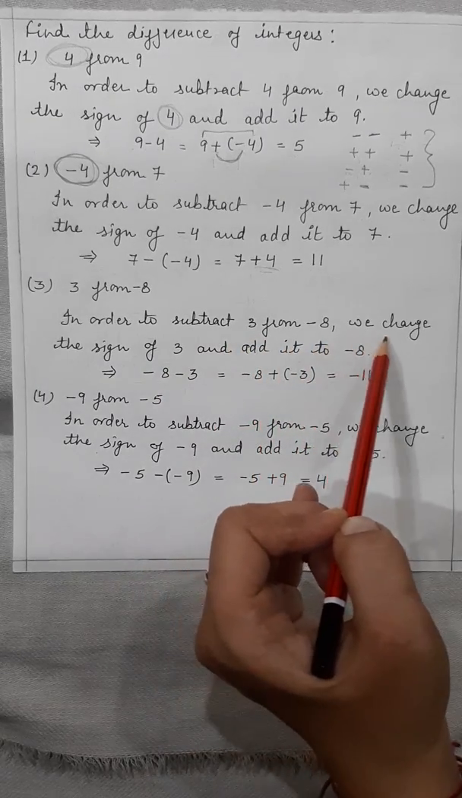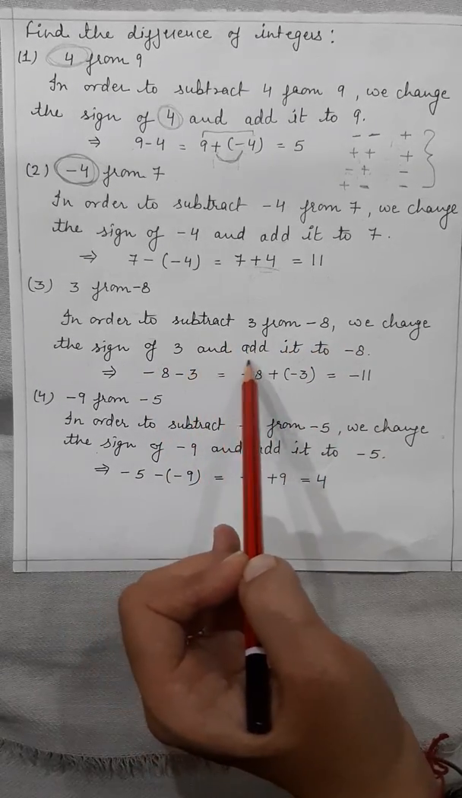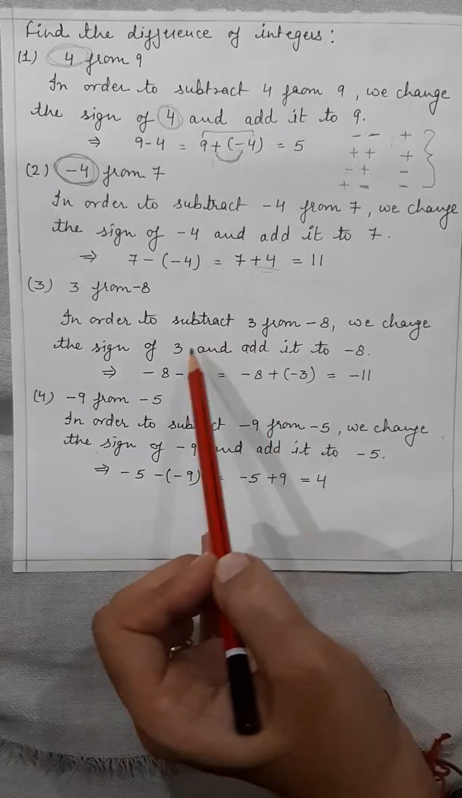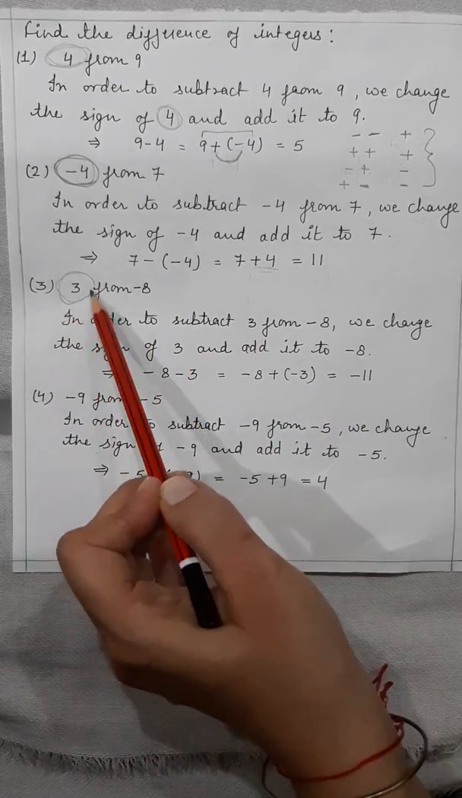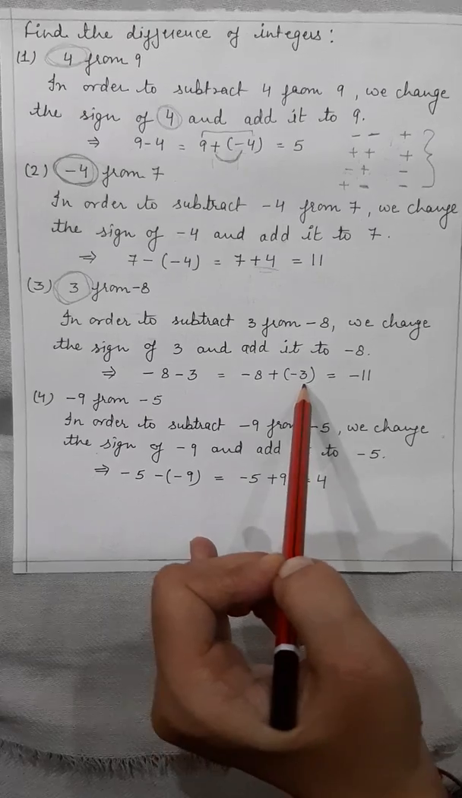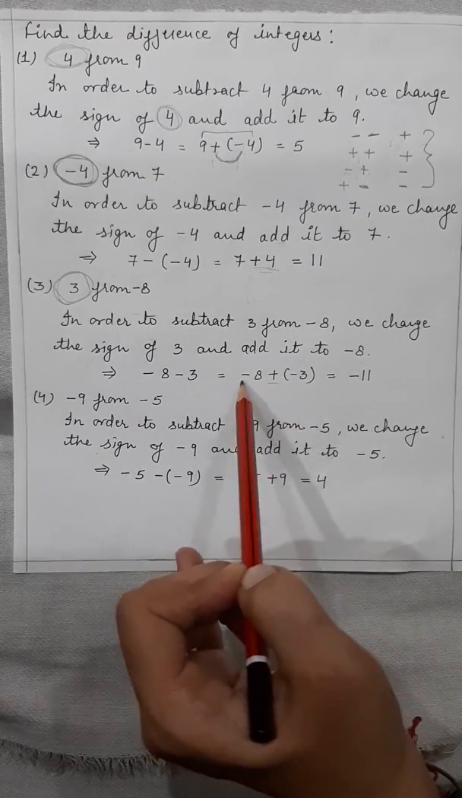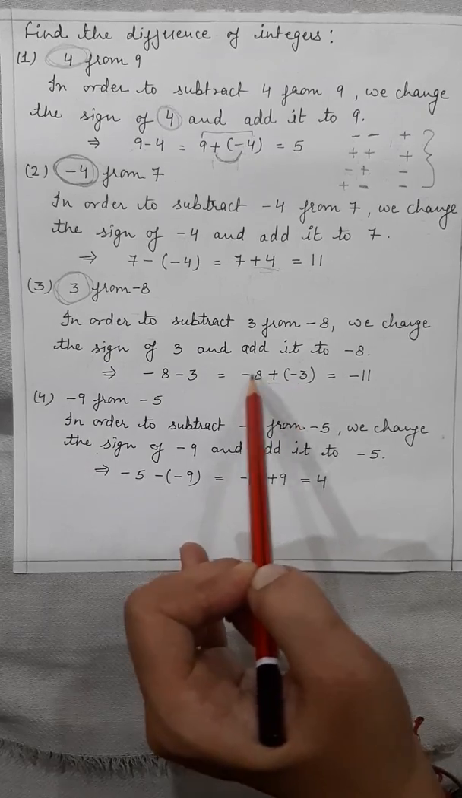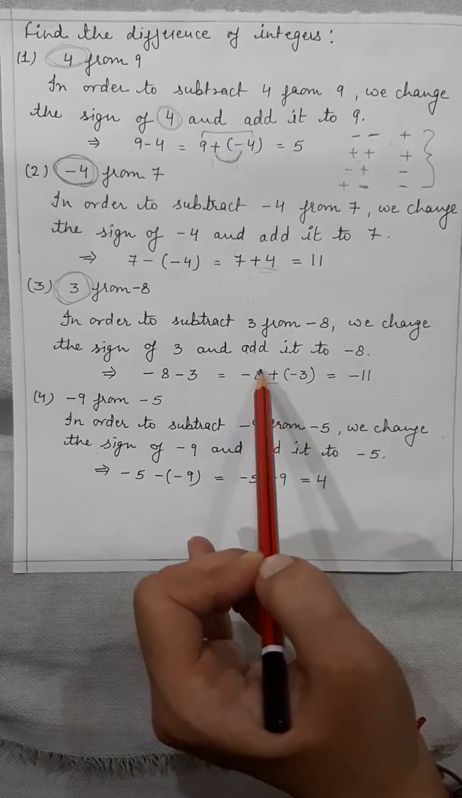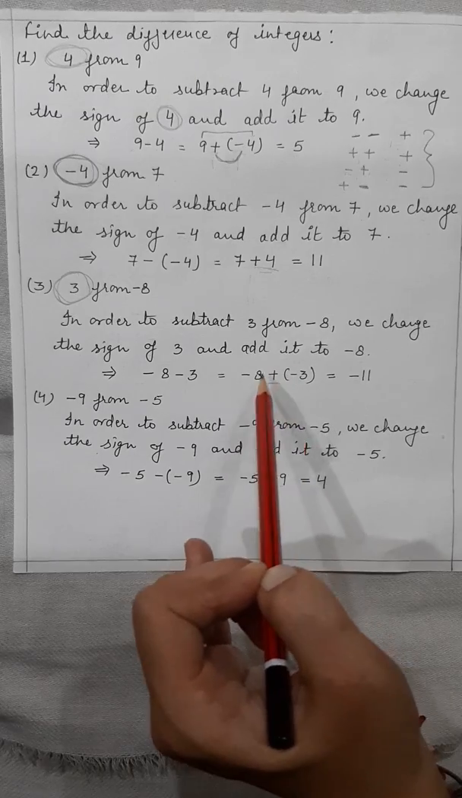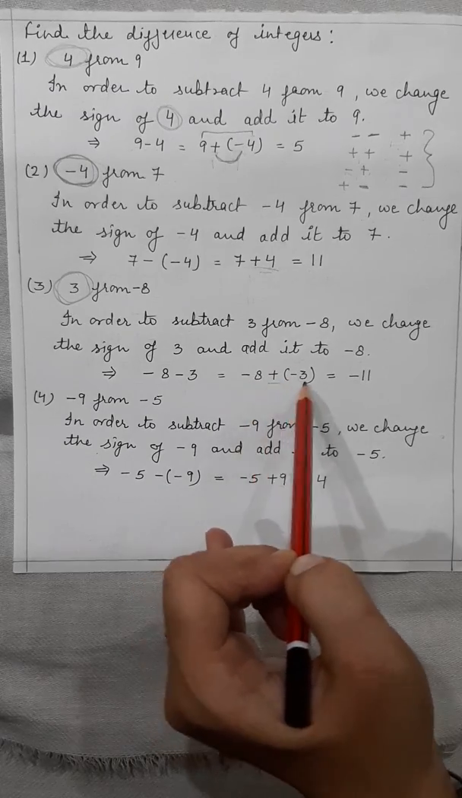in order to subtract 3 from minus 8, we change the sign of 3 and add it to minus 8. When you change the sign of 3, it becomes minus 3, and then you have to add it with minus 8. Now you can see both the integers are negative. So for the same sign, the operation should be addition. You have to add these two numbers.